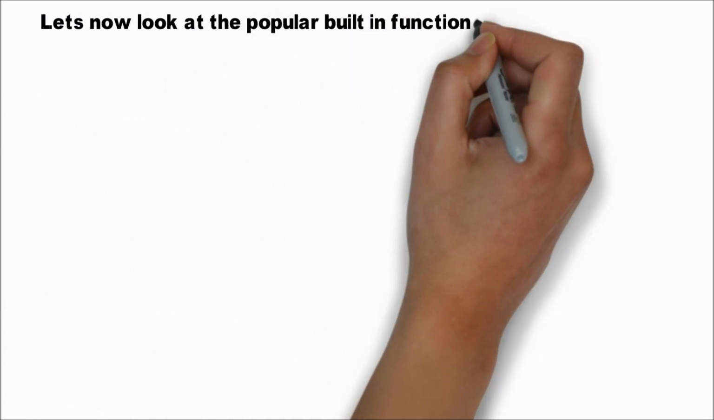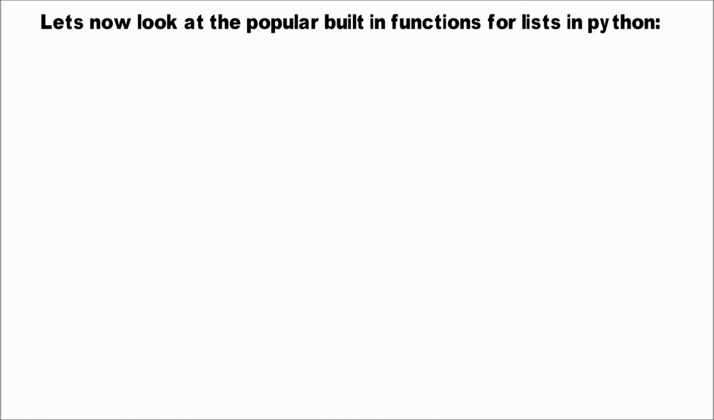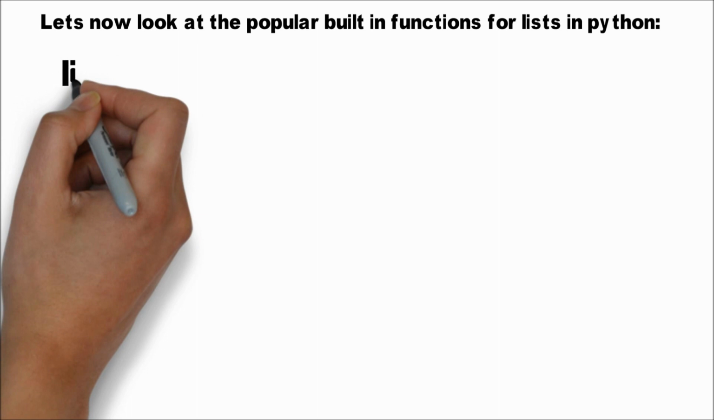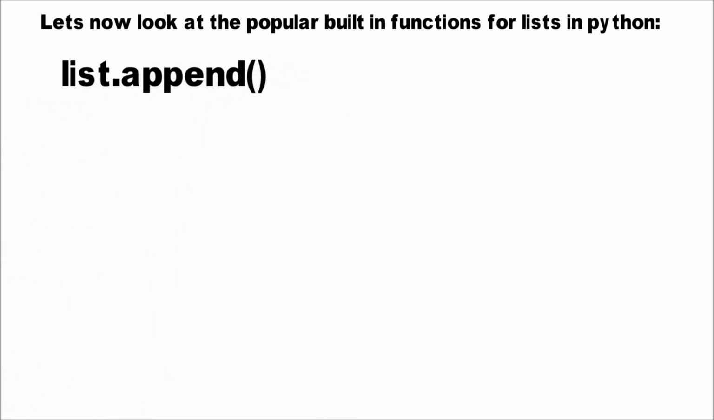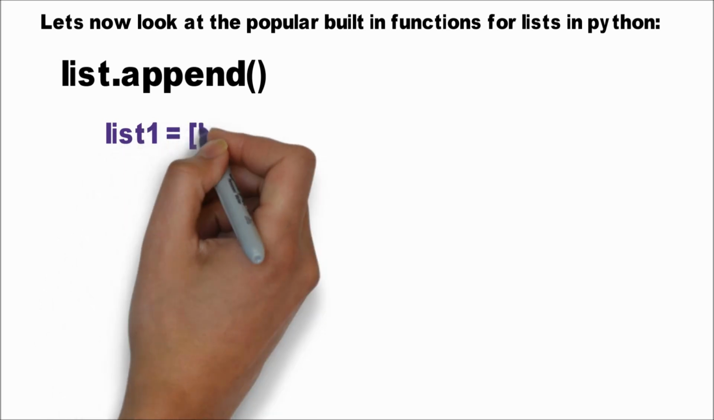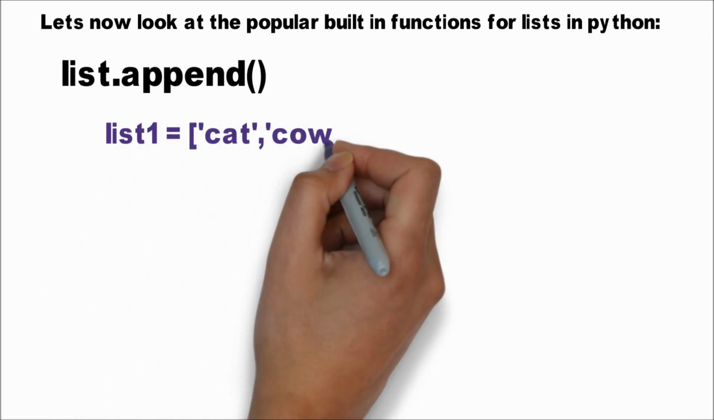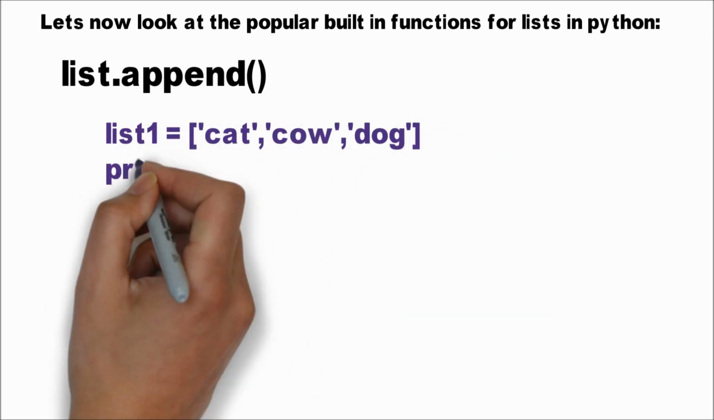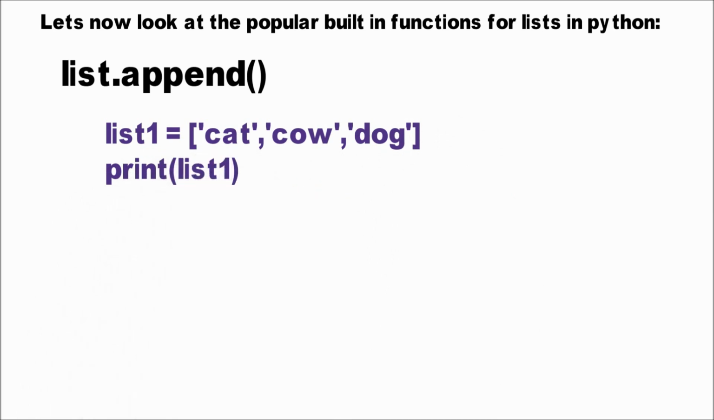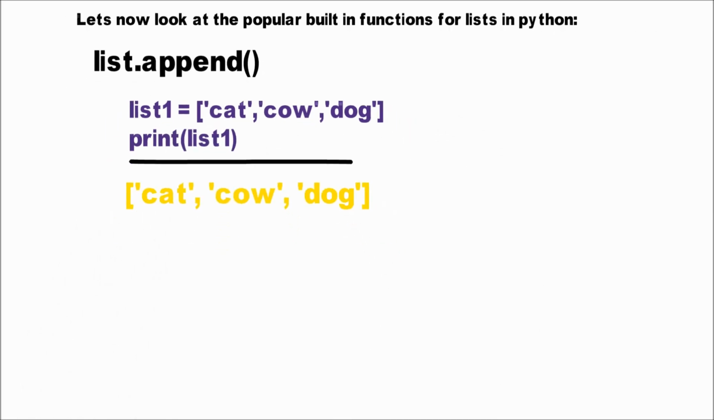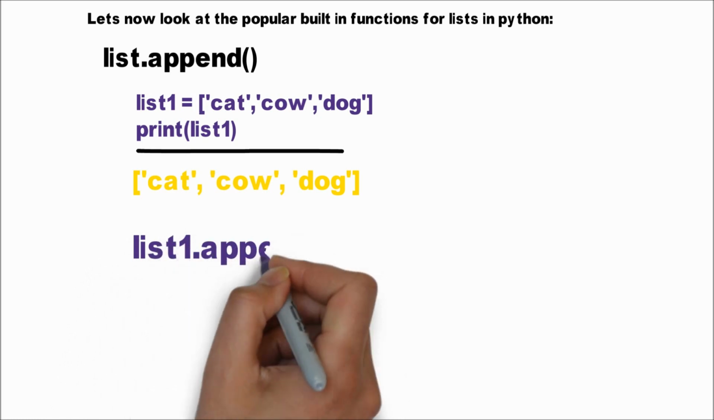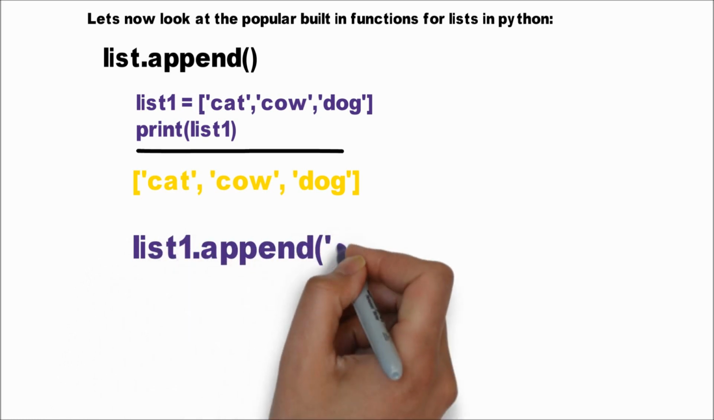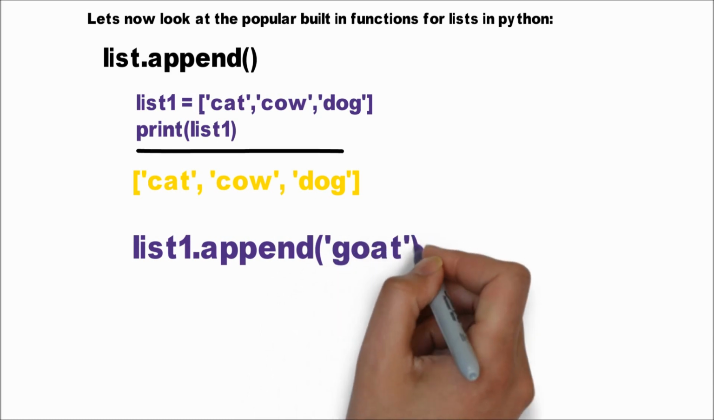Let's now look at the popular built-in functions for lists in Python. List.append method is used to append a single element at the end of the list. Let's declare a list with 3 items: cat, cow and dog. Let us append an item to our list using the append method. list1.append goat. So we need to pass the item in between the round brackets.